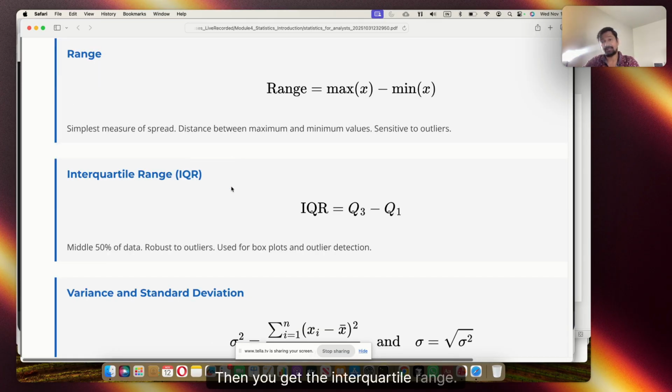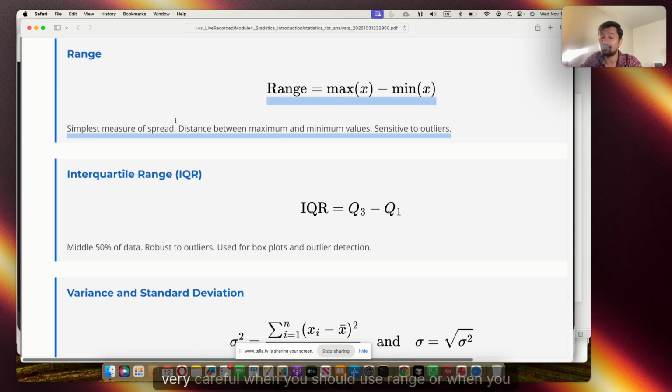Then you get the interquartile range. Why is the range highly sensitive to outliers? Because it can be dragged a lot. For instance, say your values range from 10 to 100. The actual range should be 90 if you are not considering the outlier. But you have one outlier, 1000, and it is also a part of your data. Then the range you get is 990, because you subtract 1000 minus 10, even though you have only one data point at 1000. That's why we say the range is highly sensitive to outliers.